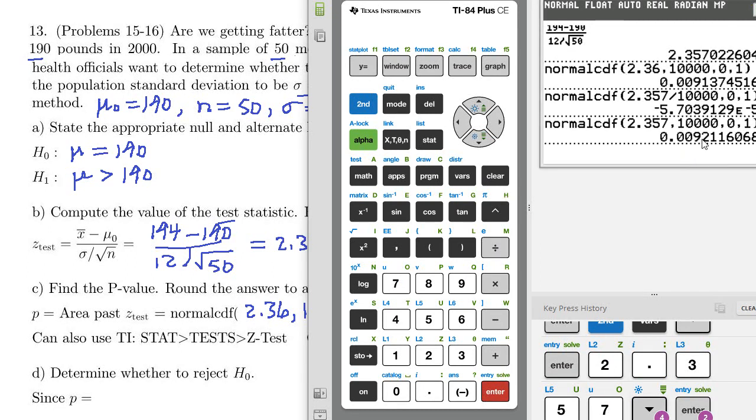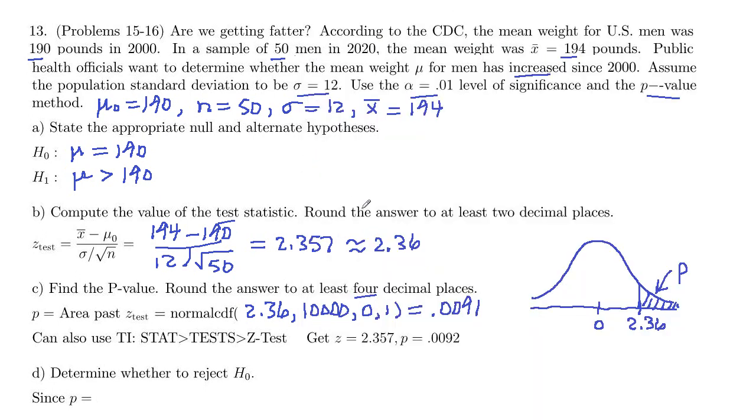And there's the 0.0092. So if you round off your z-value, your p-value might be off in the last decimal place. So we would actually like to use the 2.357 here. And then this will be 0.0092, which will have all the accuracy of the calculator if it does the calculation itself. So maybe don't round that z-value when you're finding the p-value.